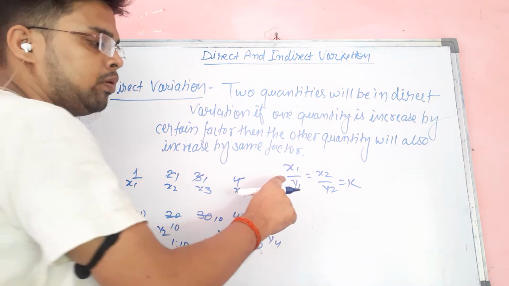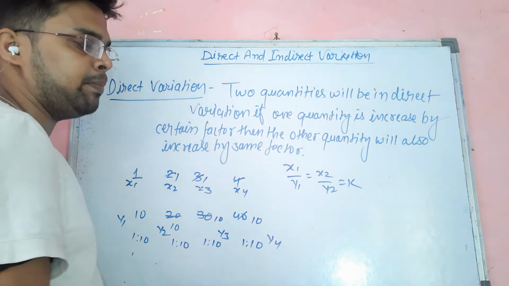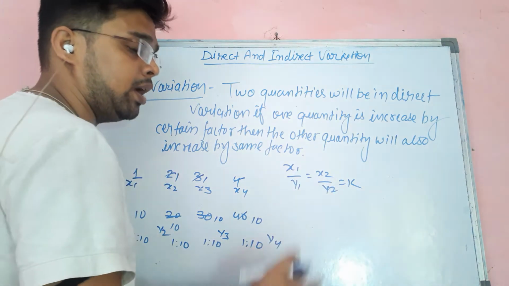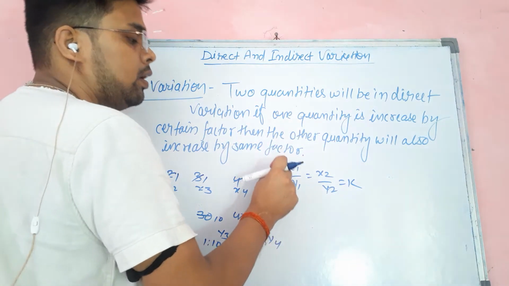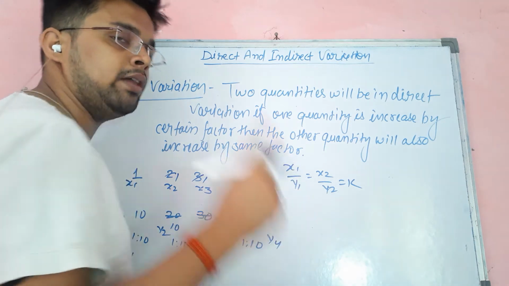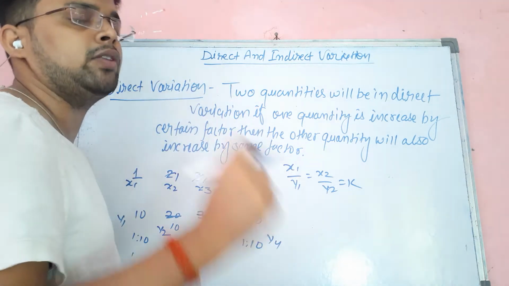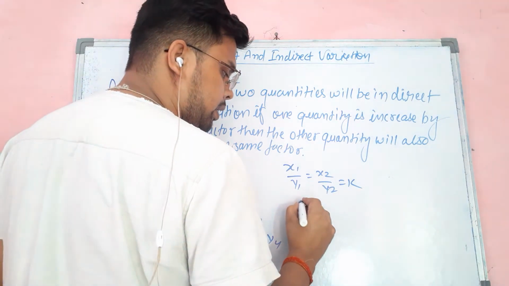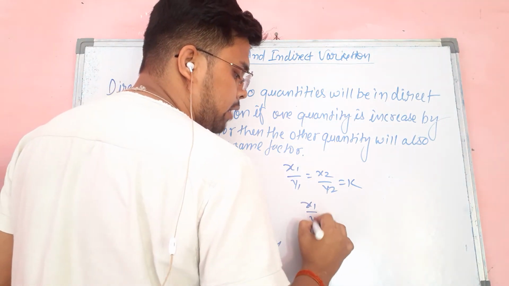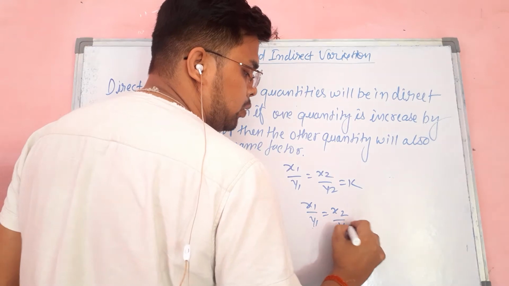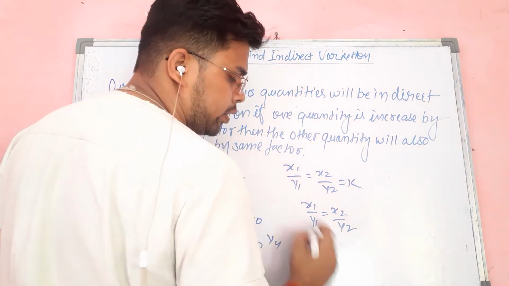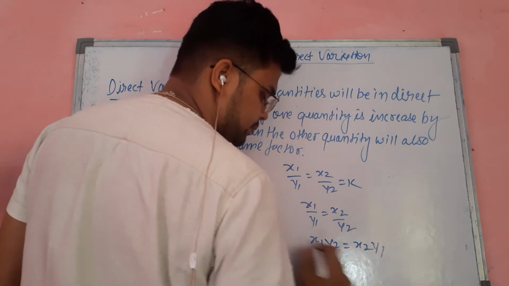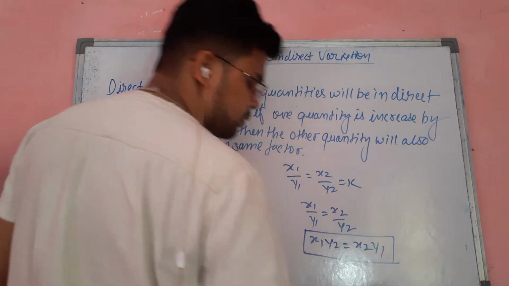Understood? So if two quantities x1 and x2 are in direct proportion, I can write x1 upon y1 is equal to x2 upon y2 is equal to k. What does this mean? This means the ratio of quantity to price will remain the same in every condition; it will not change. Understood? So this can be written as x1 upon y1 is equal to x2 upon y2. When I do cross multiplication, I get x1 y2 is equal to x2 y1. This is the condition.